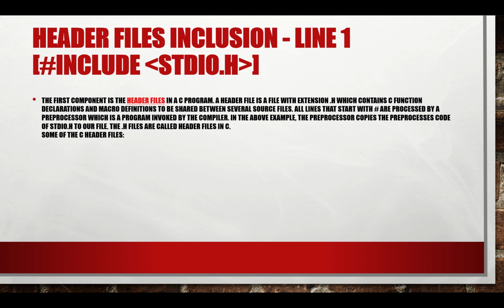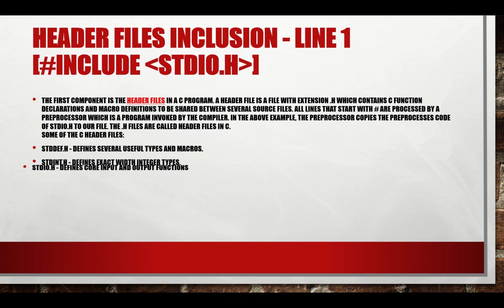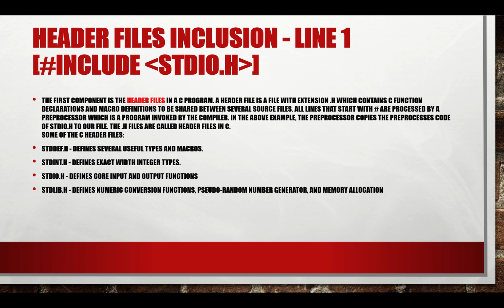Now what is header file inclusion? Line 1. So the first component is the header files in a C program. A header file is a file with extension .h which contains C function declarations and macro definitions to be shared between several source files. All lines that start with # are processed by a preprocessor, which is a program invoked by the compiler. In the above example, the preprocessor copies the code of stdio.h to our file. The .h files are called header files in C.